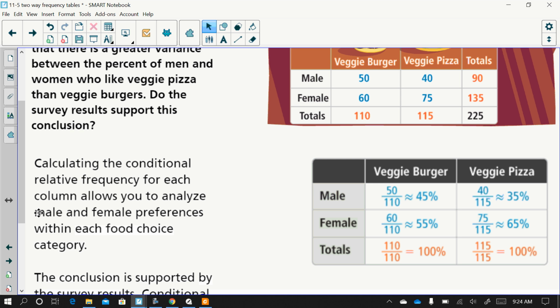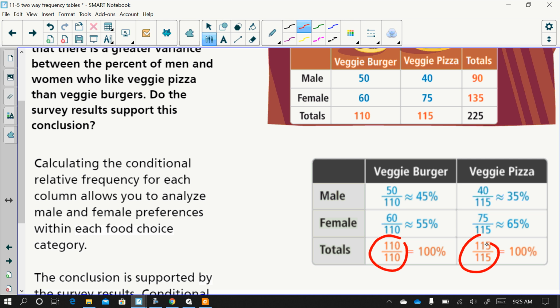Okay, so this time, notice how we really want to focus on the difference between the pizza and the burgers. So that means we're going to divide by my total down here in the column. So at this time, I'm dividing everything by 110, at least for burgers. So 50 divided by 110 gives me 45%. 60 divided by 110 gives me 55%. Notice those two add up to 100%.